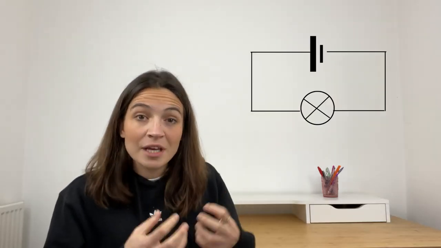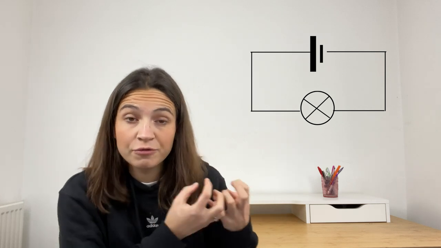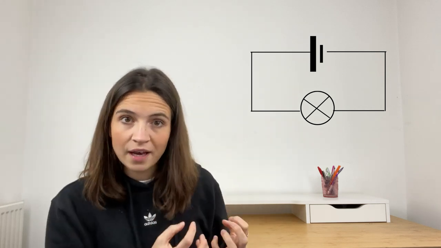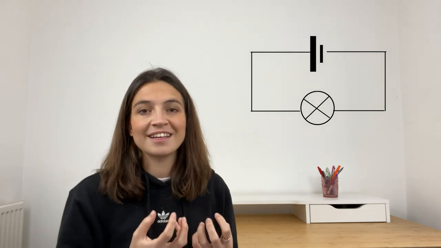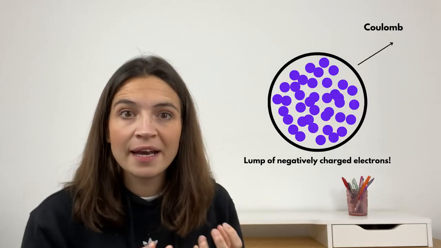Okay, we know when we complete the circuit, the bulb will light. Electrical energy has been carried from the cell to the light and converted into light and heat energy. So what is carrying that energy around the circuit? It's my coulombs, my lumps of negative charge. They carry the energy from our cell and deliver it to the components in my circuit.